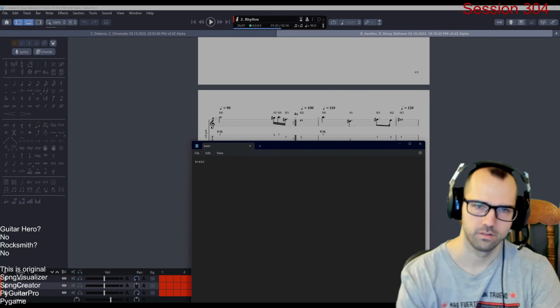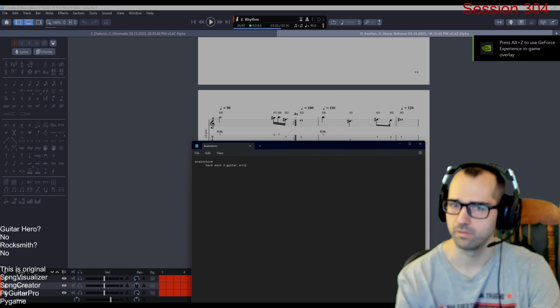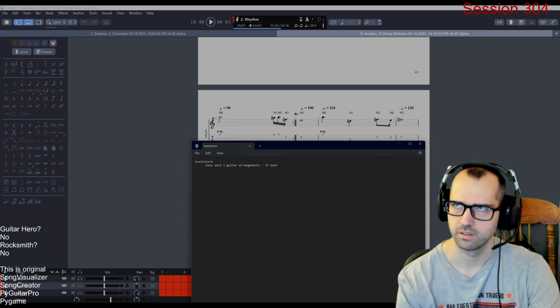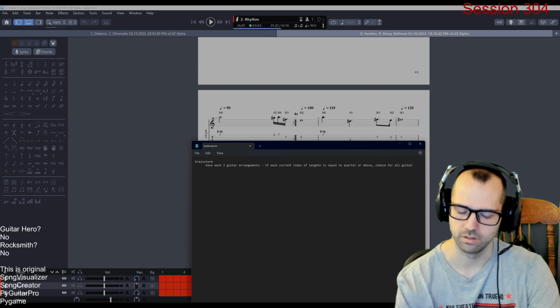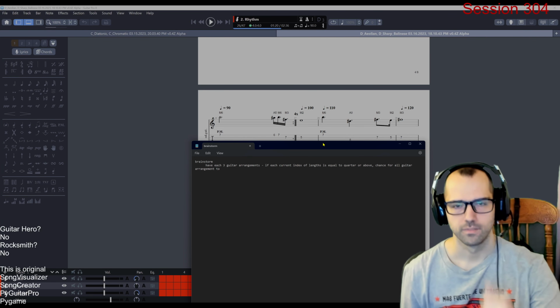Brainstorm: have each of the 3 guitar arrangements, if each current index of lengths is equal to quarter or above, a chance for all guitar arrangements to have palm mute.